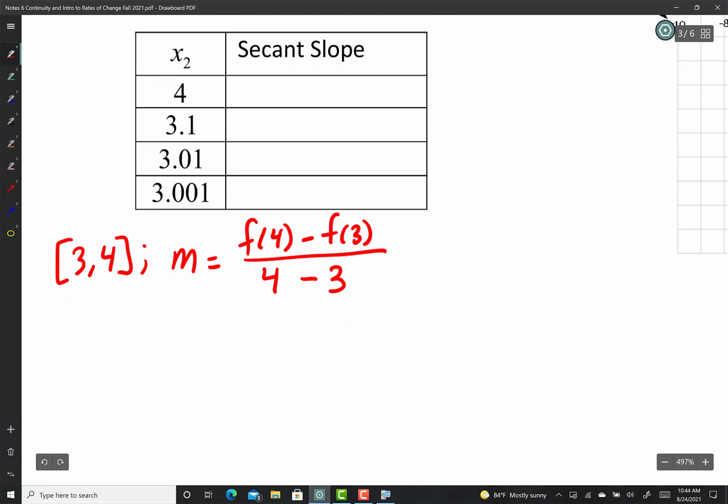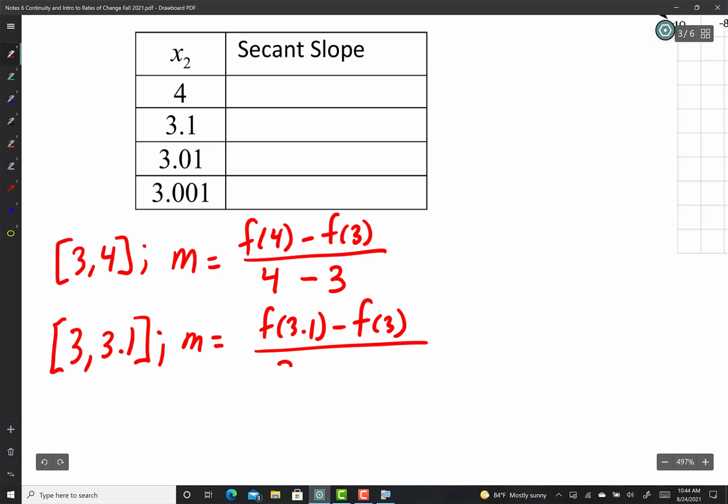And then I'm going to do the next one down here. I'm going to go 3 to 3.1. Those are x values. Have I confused anyone? All right. Semicolon. My slope for that one, we haven't figured out any of these values yet, is f of 3.1 minus f of 3 over 3.1 minus 3. Does everyone know what we're doing? I'm just using my slope formula, y2 minus y1 over x2 minus x1.